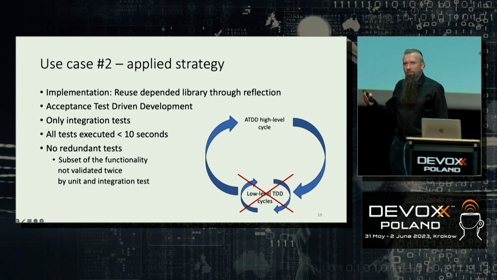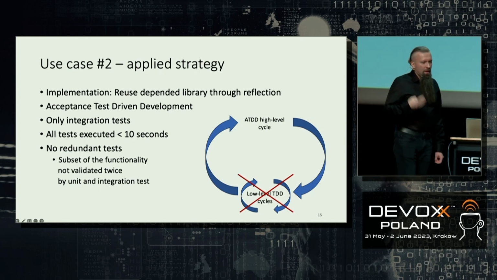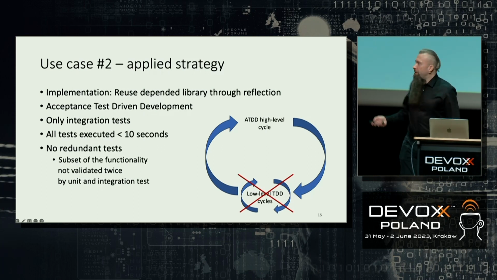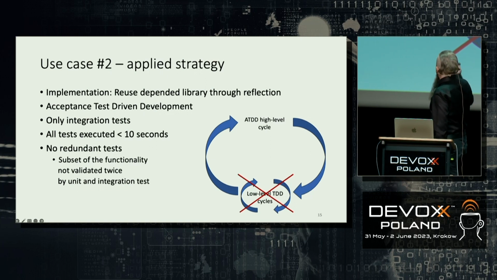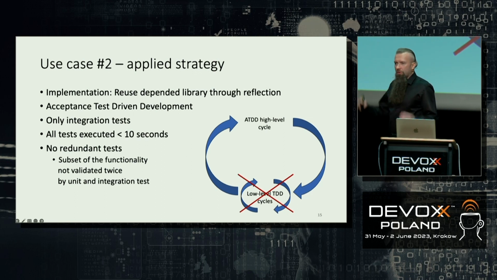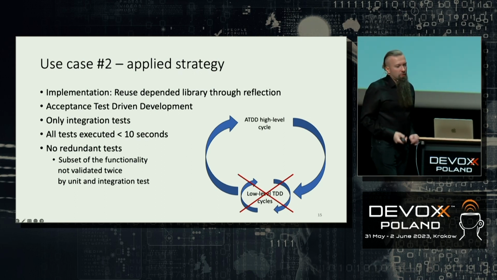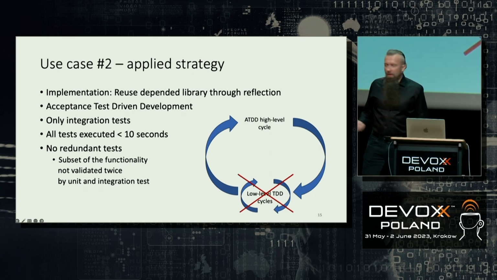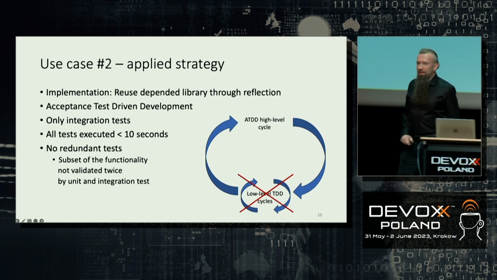So we had another library, and we just opened through reflection the factory methods, which were hidden, and the constructors we required, and we used only acceptance test-driven development. So no high-level cycle, no low-level TDD cycles, because we don't want to couple low-level unit tests to code which is using reflection. Again, all tests were executed, and this was the integration test used. Again, all tests executed in less than 10 seconds.